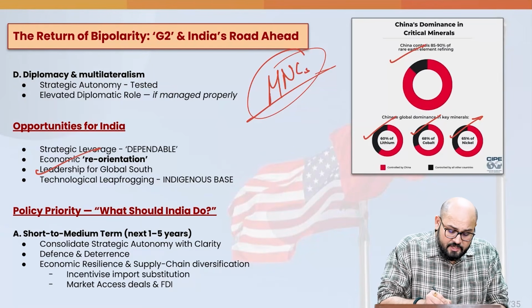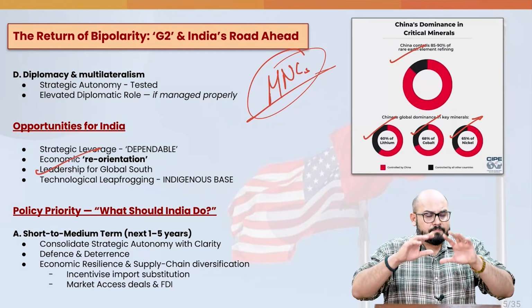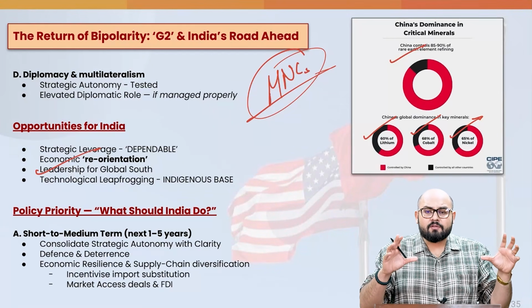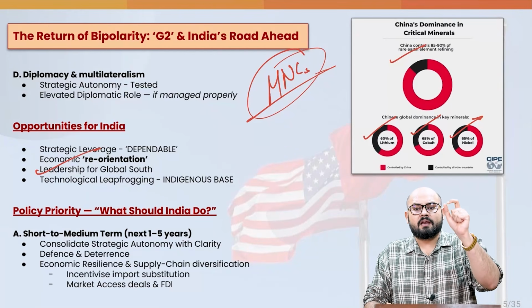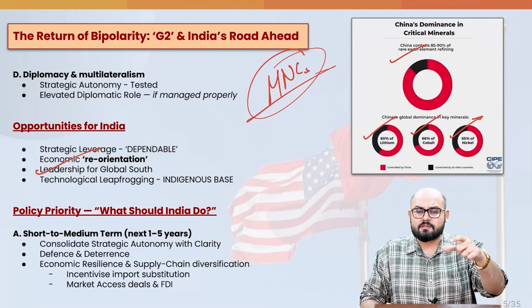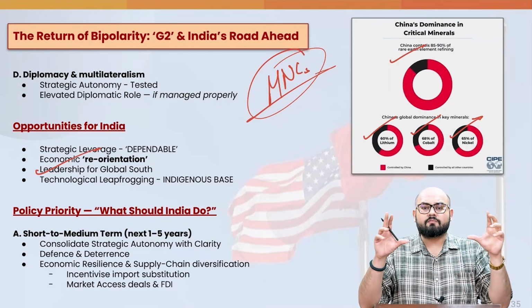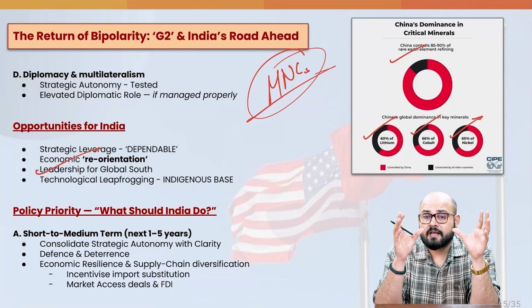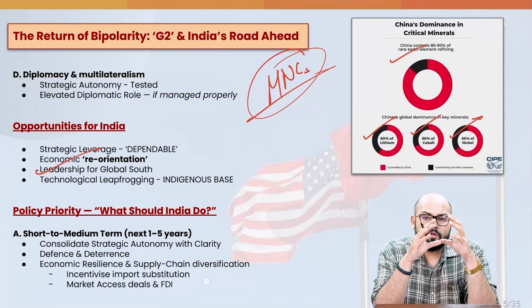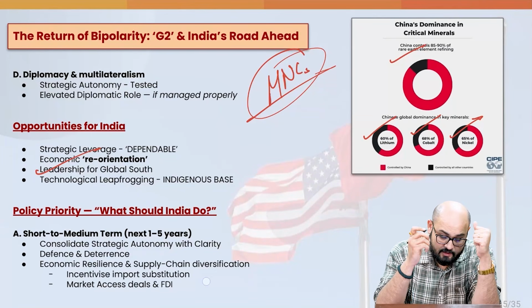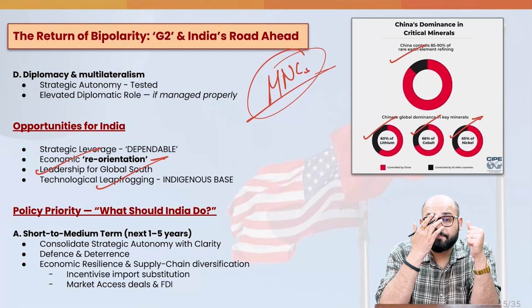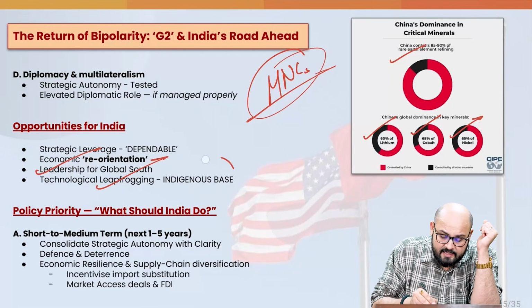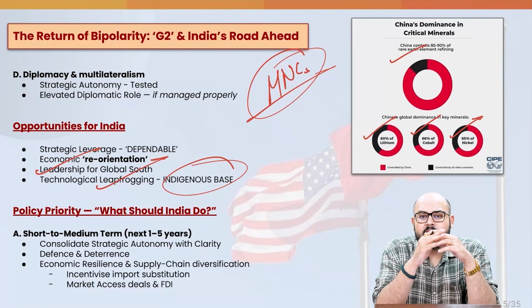Next, we have leadership for the Global South. Again, as I said, in this environment, we should focus on the concerns related to the countries of the Global South. And we also discussed in one of the earlier analyses what this construct of Global South means, right? That is where the importance lies. That is where the growth lies. That is where the future lies. So we should also invest in these countries of the Global South. Then we have technological leapfrogging. We need to focus on developing the indigenous base. We cannot be dependent upon the kind of technologies which the US has.